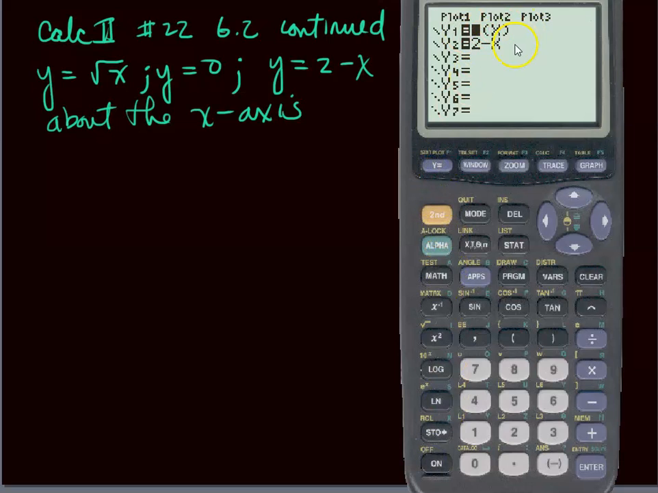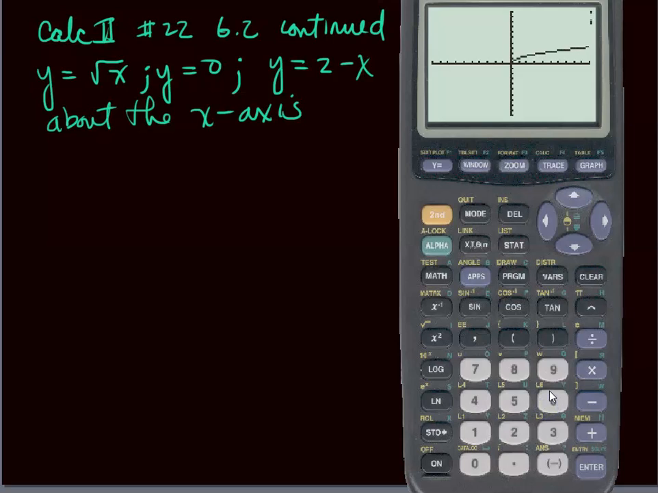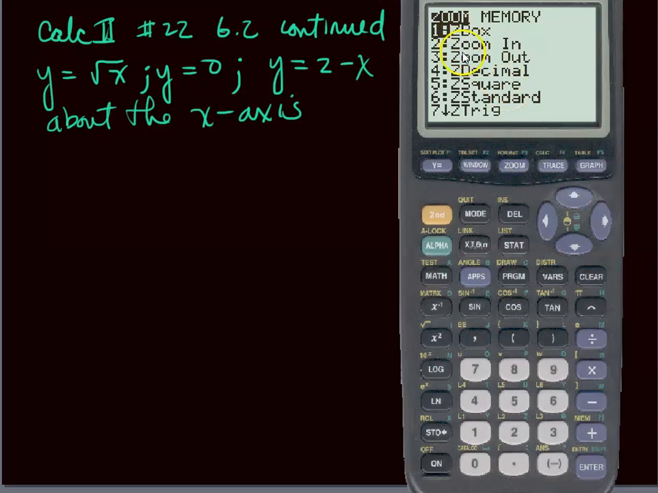So if you put in the square root of x and 2 minus x, and y equals 0 is just the x-axis, you can do a zoom standard, and it gives you probably a window that has it in it. But you don't want everything. You want this little area down in here. So I am going to zoom in.